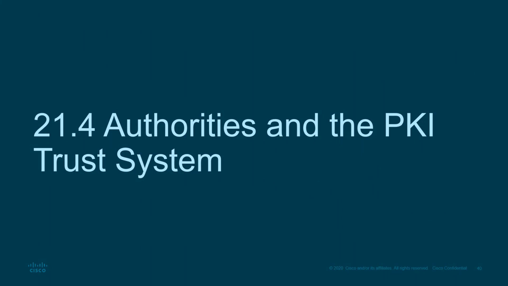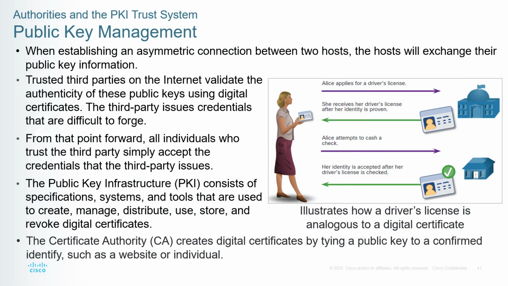Alright, the next section is about the authorities and the overall PKI trust system, because oftentimes we don't think about how we verify our trust documents. So we have public key management. When we establish an asymmetric connection between two machines, they will exchange key information. A trusted third party on the internet will validate the authenticity of the public keys using digital certificates. These third parties issue credentials that are very difficult to forge. Not impossible, but difficult to forge.